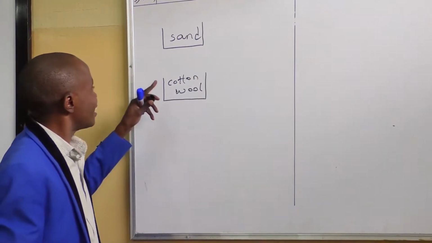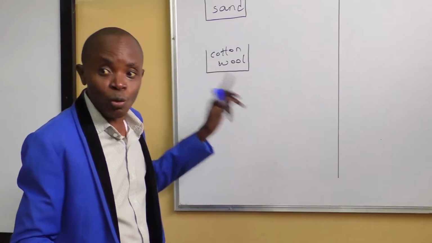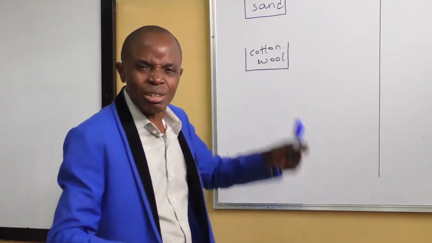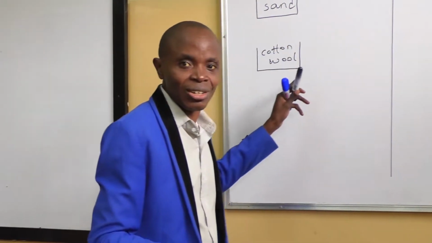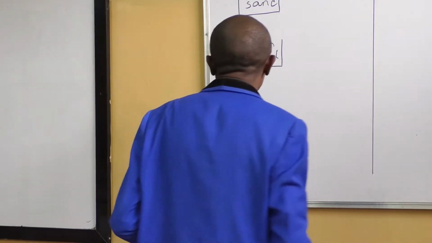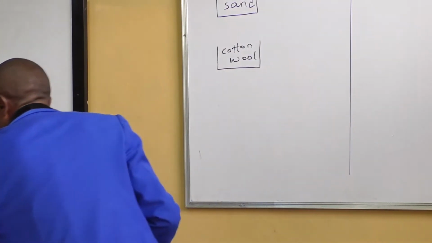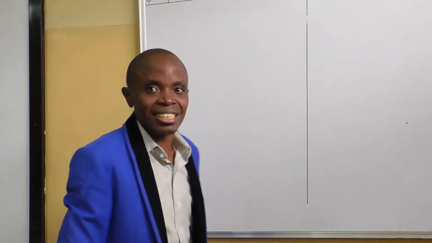Even though both boxes have the same volume, because they have the same dimension, you will find that they will weigh differently when you try to bring them up. One will be heavier than the other. I'm guessing you are saying that sand will be heavier than cotton wool, and that is true. And why is that? That is because of a concept called density.